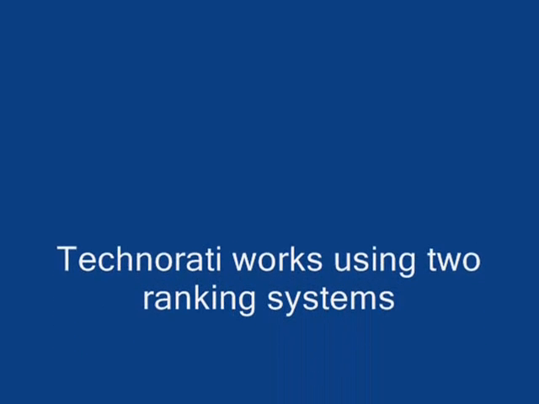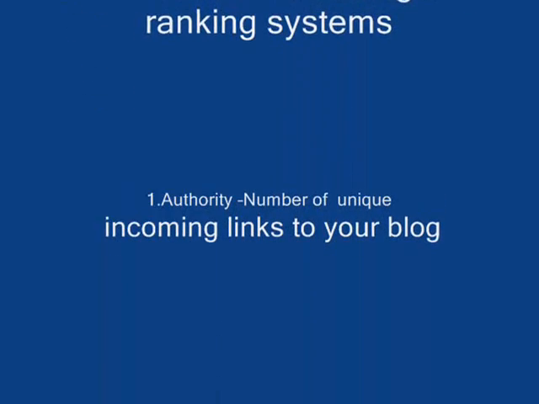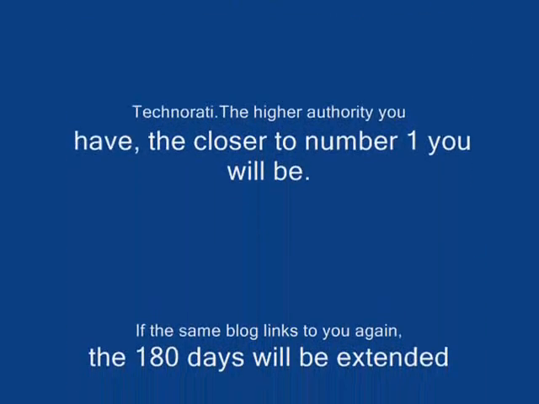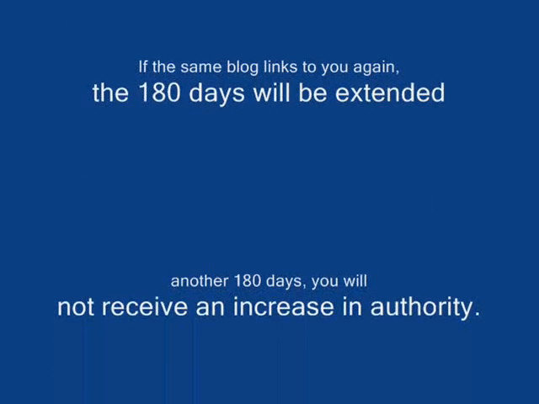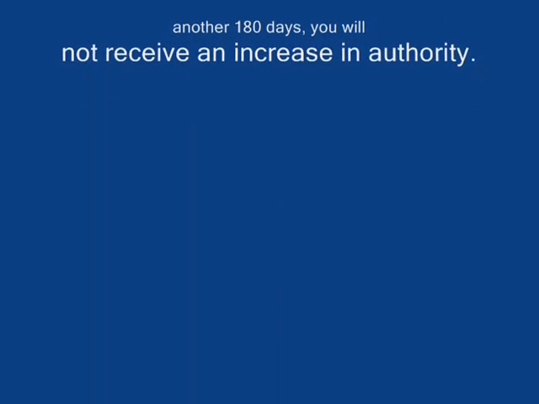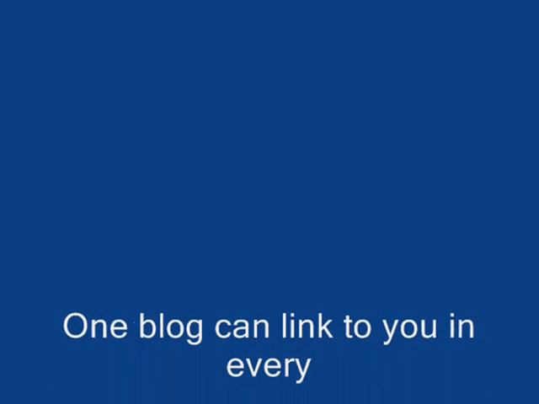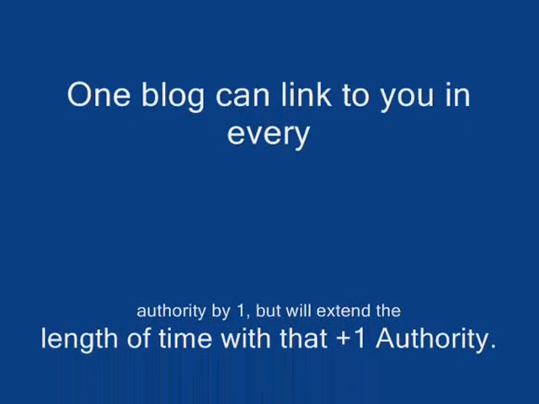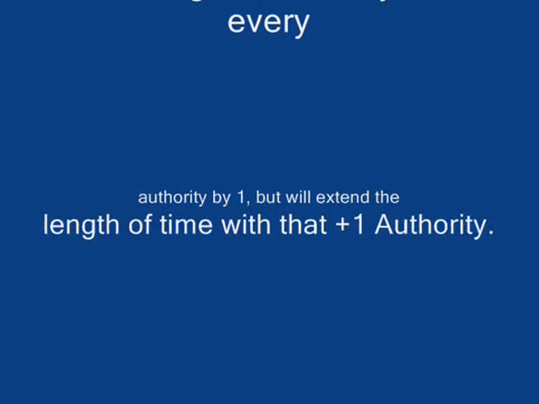How does Technorati work? Technorati uses ranking systems: authority and rank. Authority tracks the incoming links for the blog, whereas rank is concerned with higher authority. The increment of authority for a blog is directly proportional to the number of links it receives. Whenever the blog receives a unique link, the authority increases by 1.